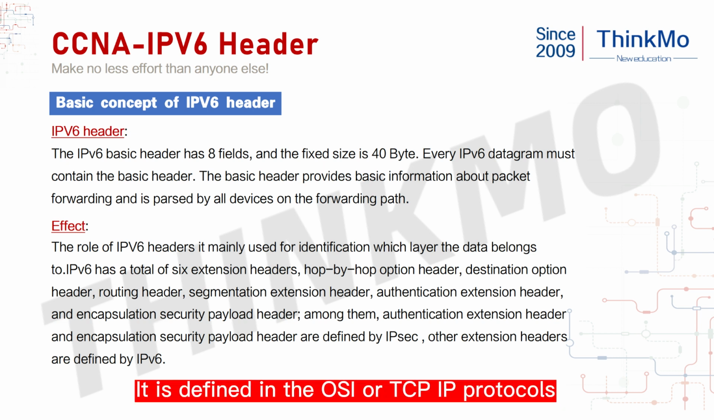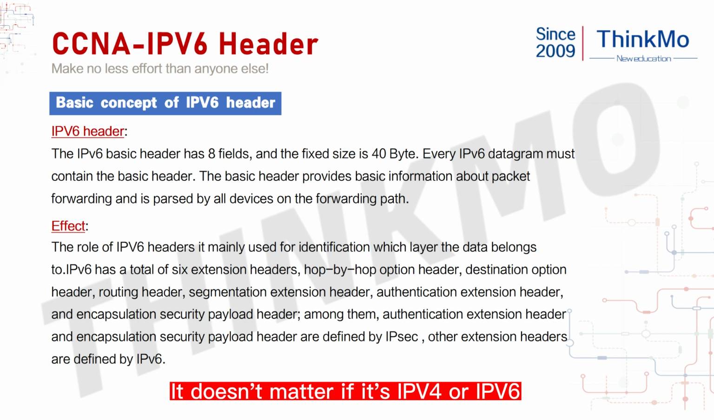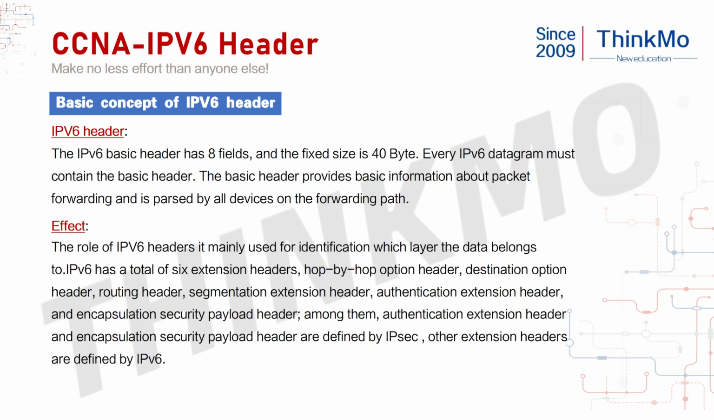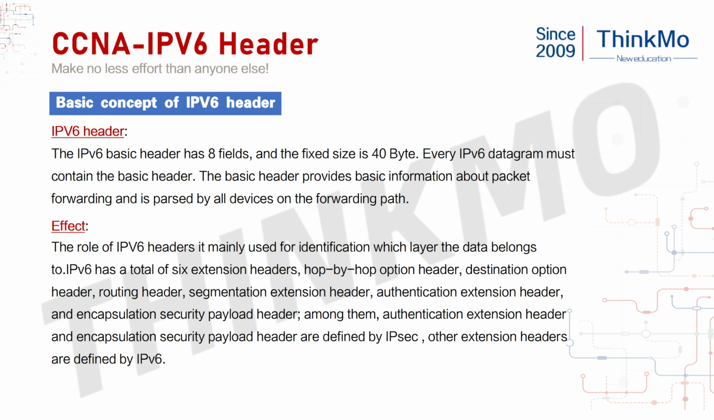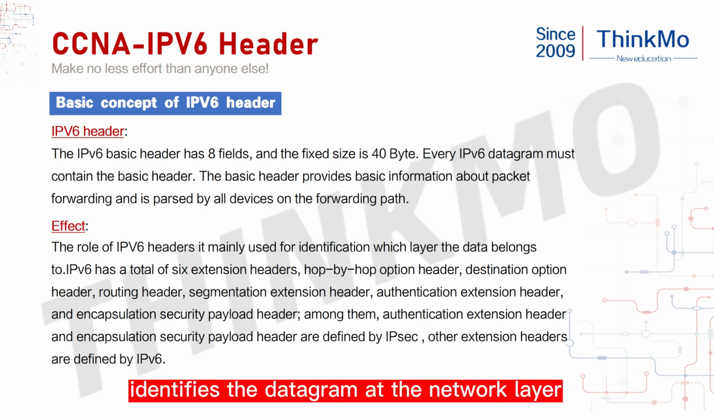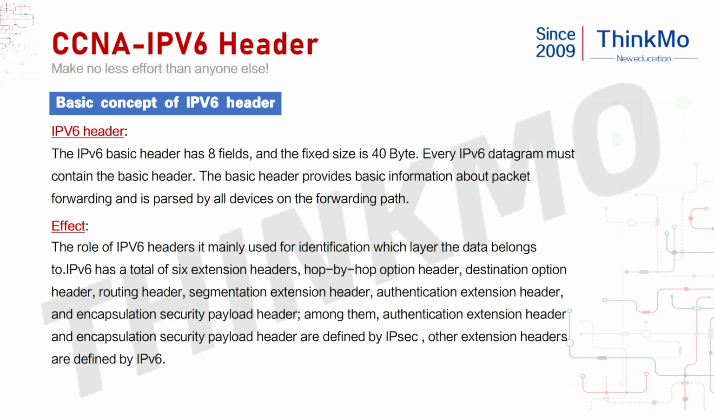It is defined in the OSI or TCP/IP protocols. It has the concept of a network hierarchy. It doesn't matter if it's IPv4 or IPv6, it mainly involves packets. This packet is called an IP packet. IP packets mainly identify the datagram at the network layer. That is the role of IPv6 headers.